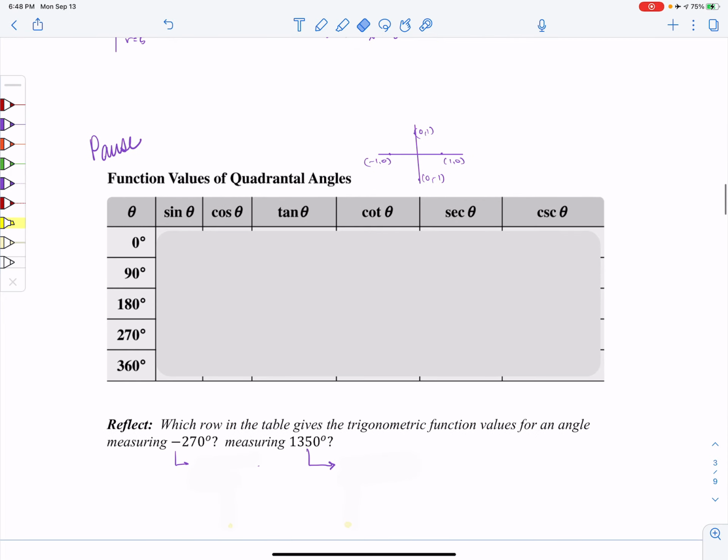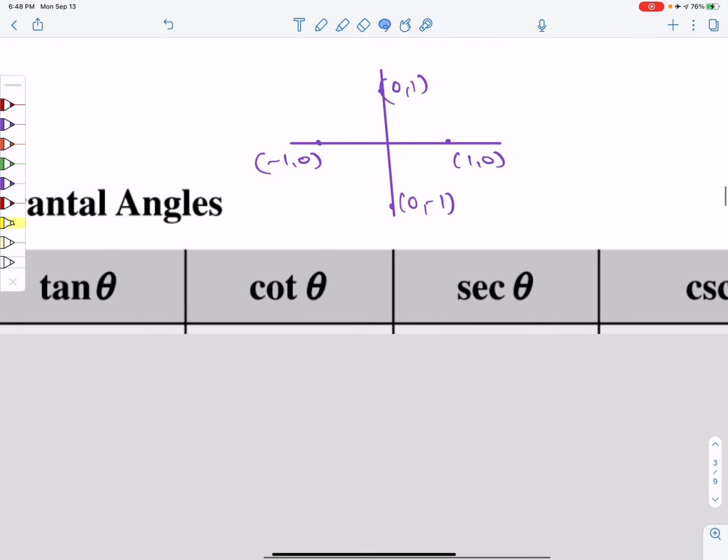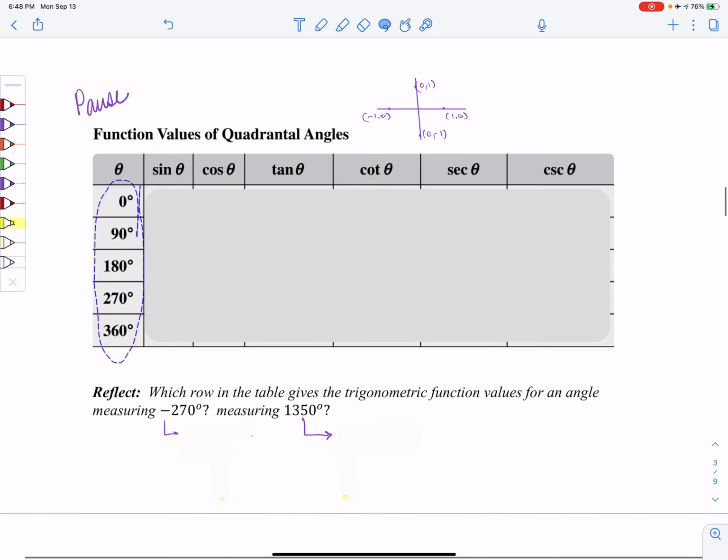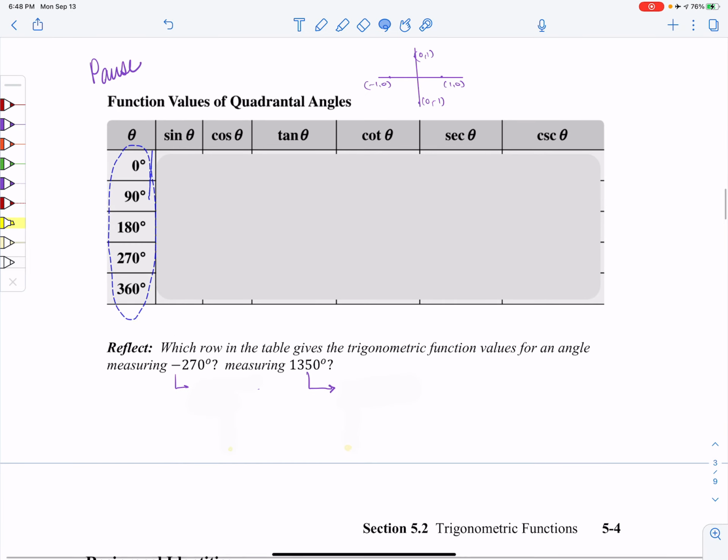Now, what I'd like you to do next is pause the video and fill in the table that's in your notes. So this table is asking you about all 6 trig functions of your quadrantal angles. Remember, those are the ones that land on an axis. And I chose some coordinates for you, just using a 1 radius, just to make it a little easier. So pause the video, go ahead and fill that out. I'm going to uncover it, but make sure you've got it filled out first. So go ahead and pause the video.